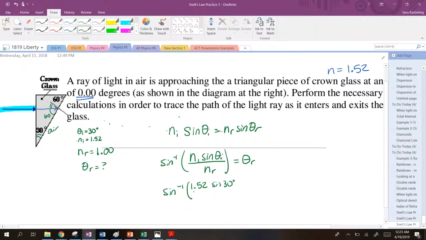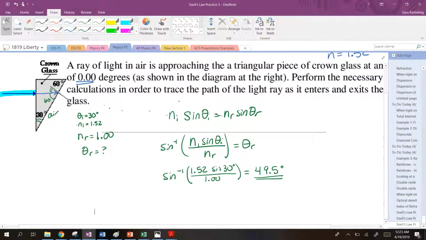Hey, and what do we think? Is it going to be bigger or smaller? Let's think about it. We're going from glass into air. That means that it's going to bend away from the normal. So I think we need to get something a little bit bigger than 30 degrees. Okay. And we're going to divide by the 1.00, just to make sure that we're doing it right. Plug that into your calculator. And I believe, if I did my math right, that I got 49.5 degrees. And indeed, that is a bigger angle.